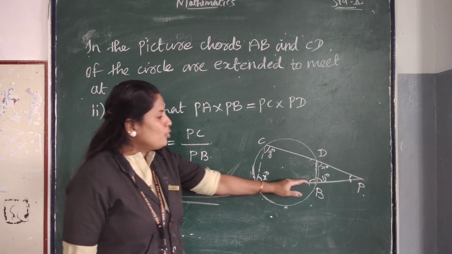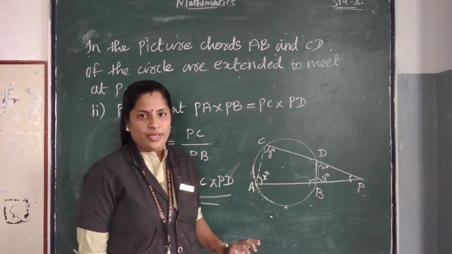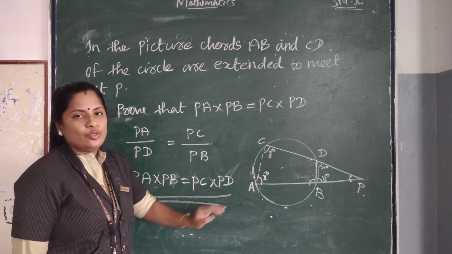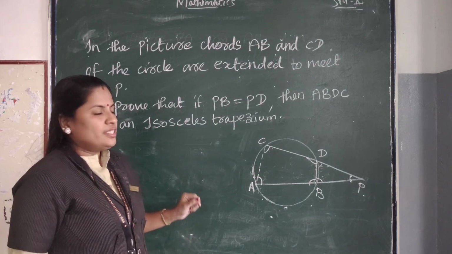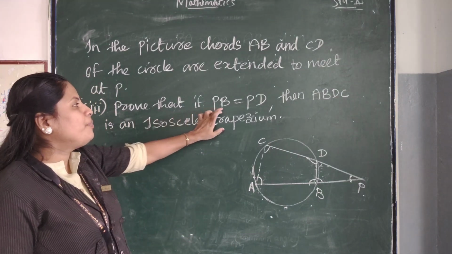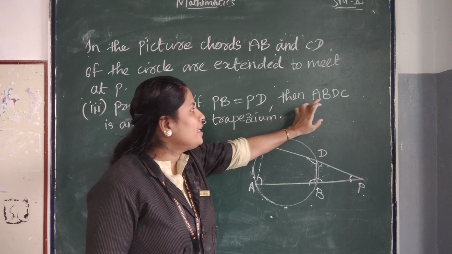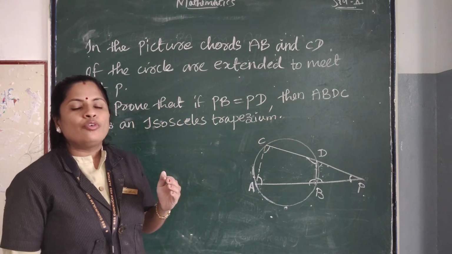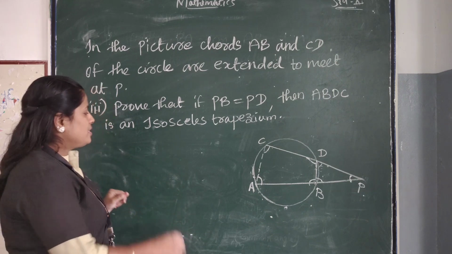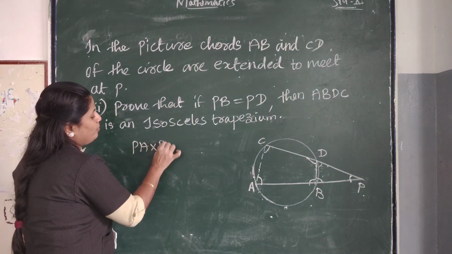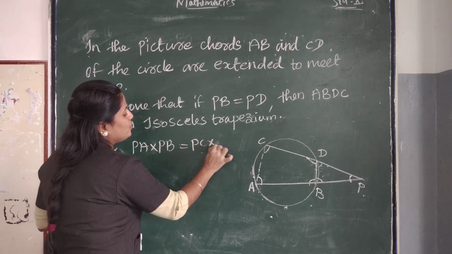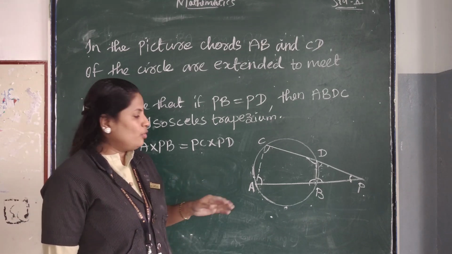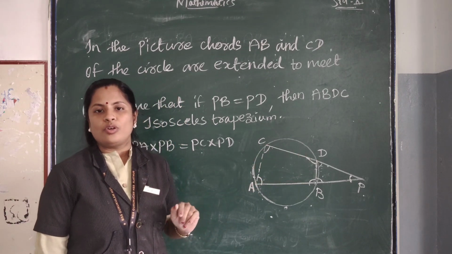Okay, so the two chords are extended to meet at P. We can write PA into PB equal to PC into PD. Okay, third sub-question is prove that if PB equal to PD, then ABDC is an isosceles trapezium. So from the second sub-question, we got PA into PB equal to PC into PD. Then from the first sub-question, we know that ABDC is a cyclic quadrilateral.